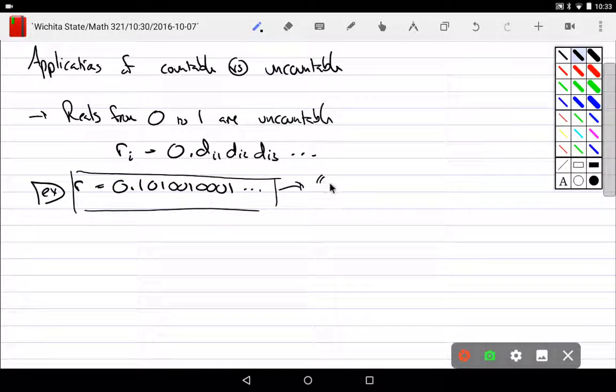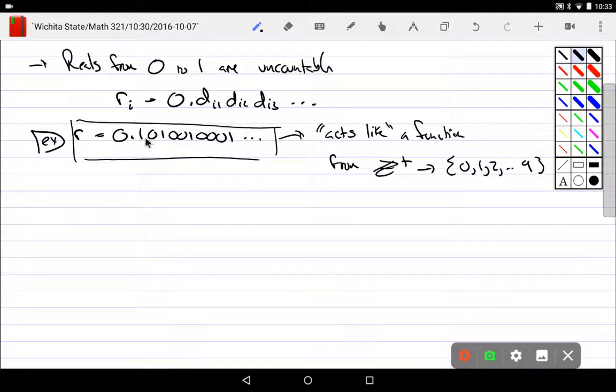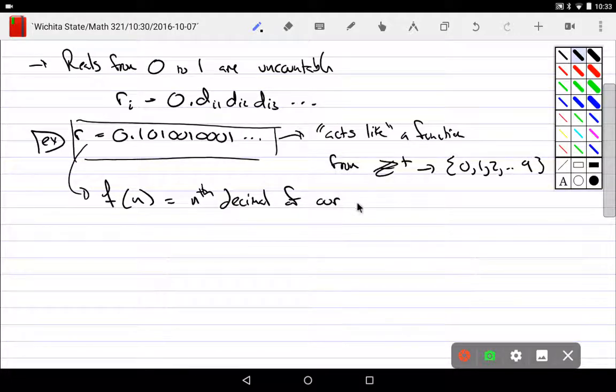This kind of acts like a function from Z plus to the decimals, 0, 1, 2, up to 9. You know, I could say that the function of this particular number is an n. It's just going to spit out the nth decimal of our number.